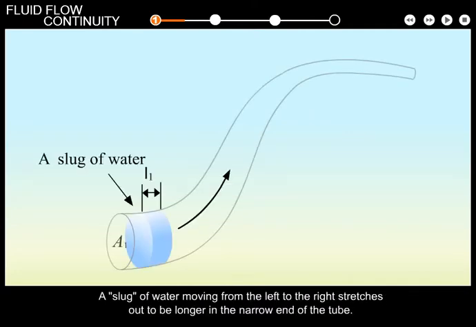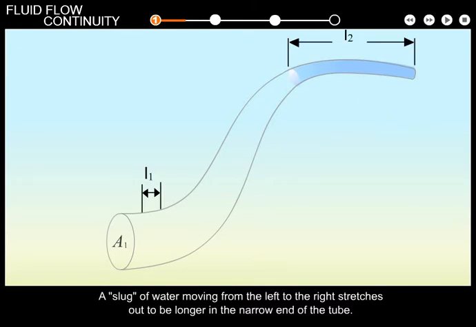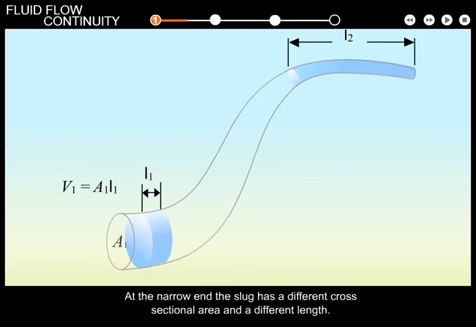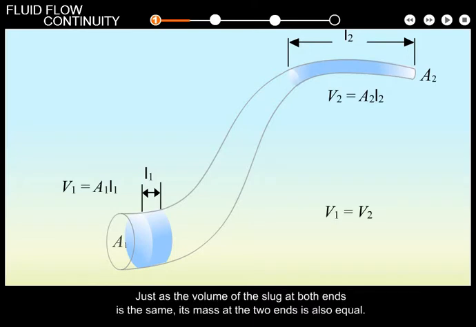A slug of water moving from the left to the right stretches out to be longer in the narrow end of the tube. The volume of the slug of water at the left is equal to the area of the wide end times the length of pipe containing the slug. At the narrow end, the slug has a different cross-sectional area and a different length. But it is the same slug of water, so the volume of the slug of water in the narrow end is equal to the volume in the wide end. Just as the volume of the slug at both ends is the same, its mass at the 2 ends is also equal.